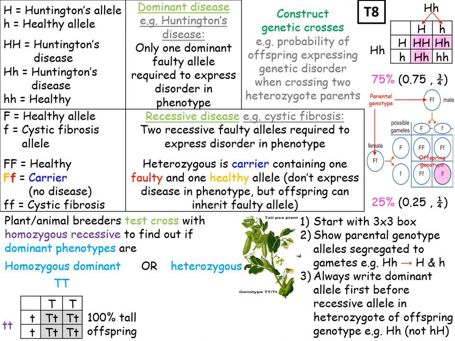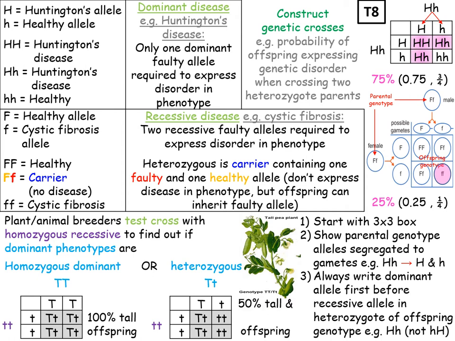However, if it was heterozygous instead, and you were to cross it with a homozygous recessive, that means 50% of your plants would be tall and 50% would be dwarf. Or if we're looking at other phenotypes or characteristics, half of them would express the dominant allele and half of them would express the recessive allele. So therefore, that would be proof that your original organism, plant or animal, was heterozygous when expressing the dominant phenotype.